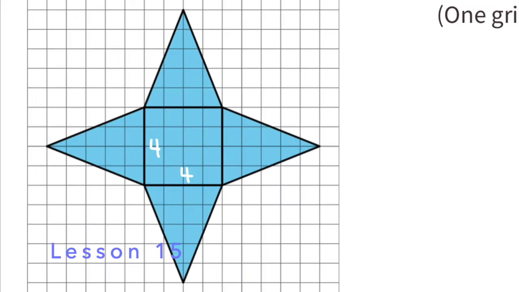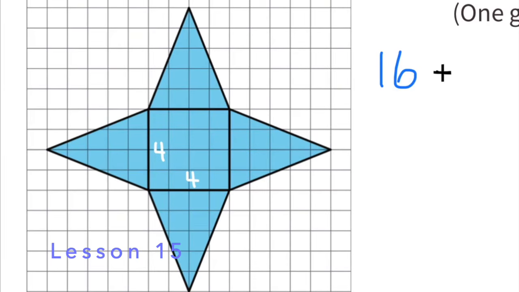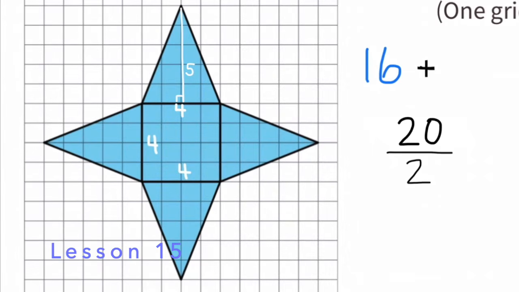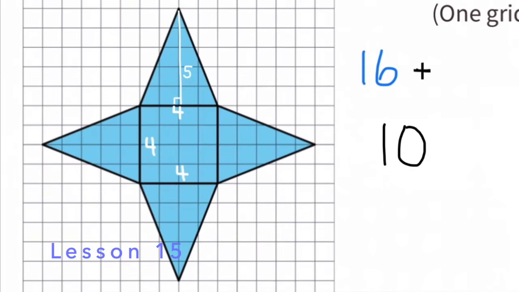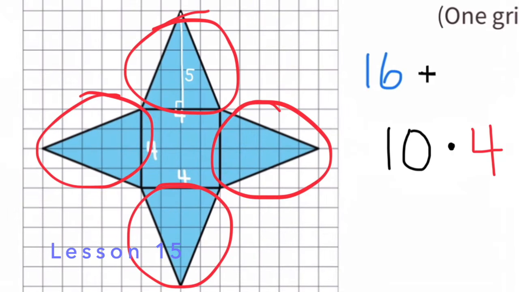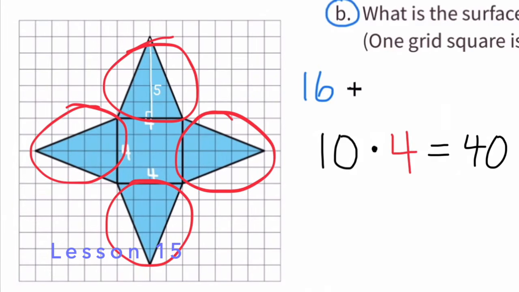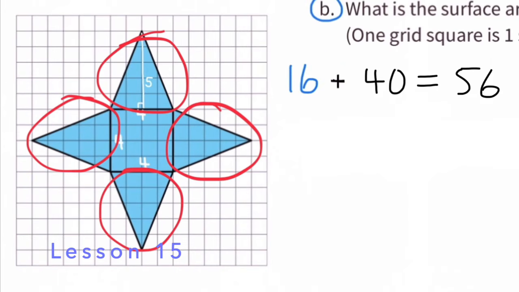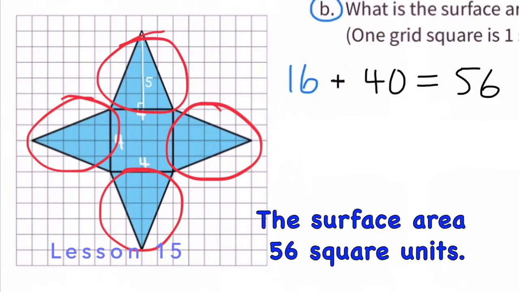For the base, the area would be 4 times 4, or 16 square units. For the outer triangles, the area would be half of 4 times 5, or half of 20. 10 square units per triangle. With 4 triangles, 10 times 4 is 40, or 40 square units. 16 square units plus 40 square units equals 56 square units. The surface area of this net is 56 square units.